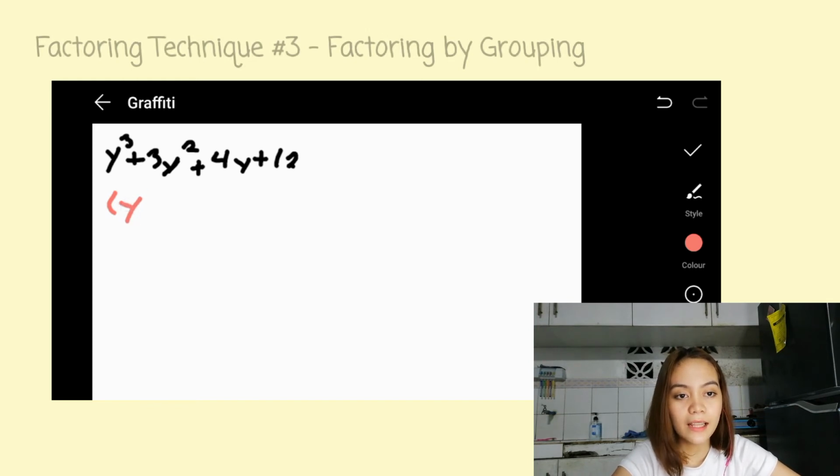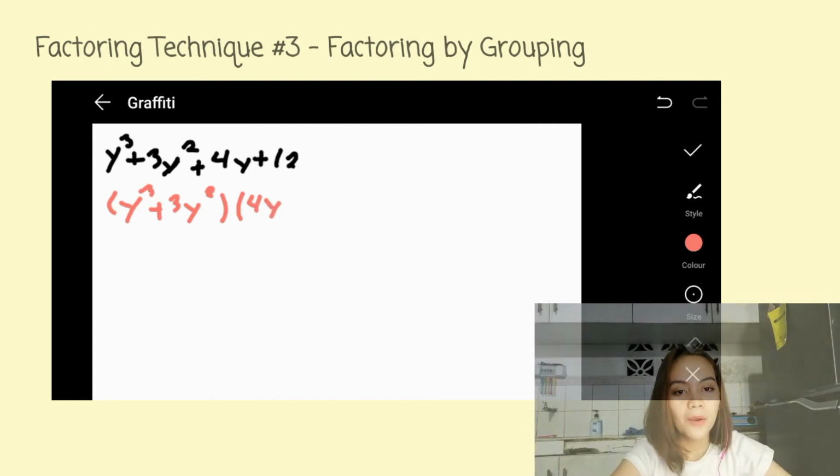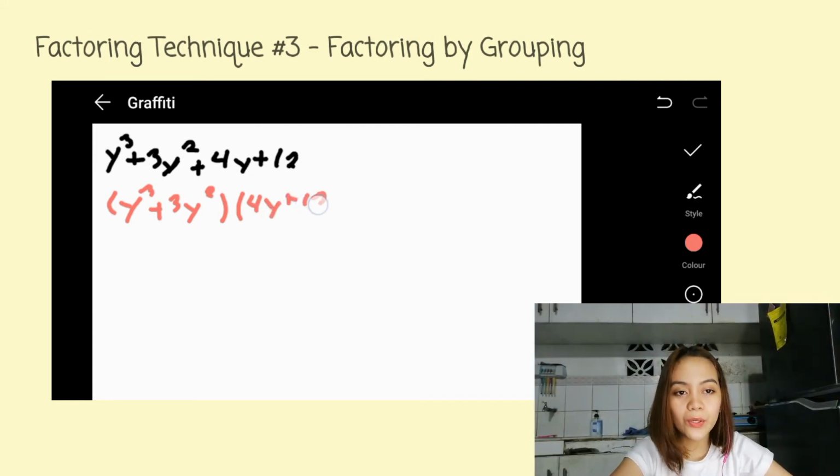Now notice that there's no single factor that can divide each term in this polynomial. So when this happens, we'll use a factoring technique by grouping, which means we're going to separate the terms into two sets. We'll have the first set, which is y cubed plus 3y squared, and the second set will be 4y plus 12. Since we have separated into two groups, now we can use the factoring technique that we just learned, which is to factor out each group using its GCF.